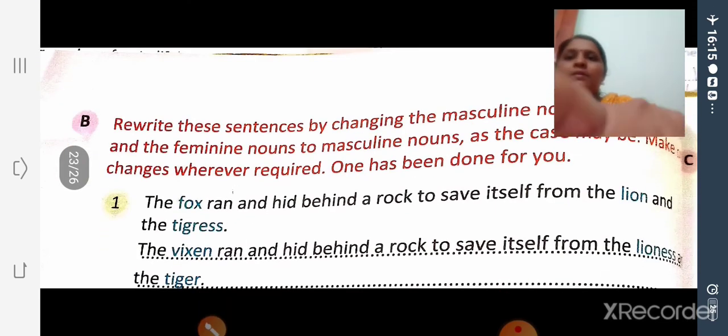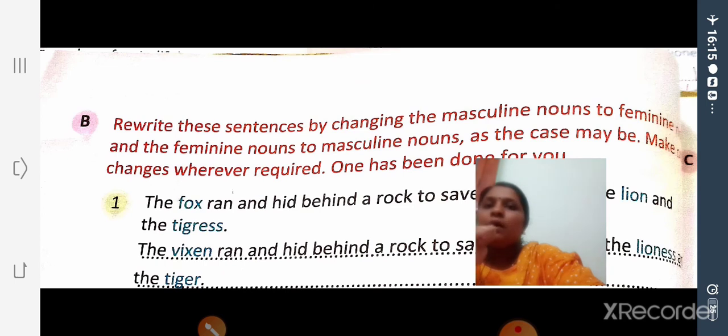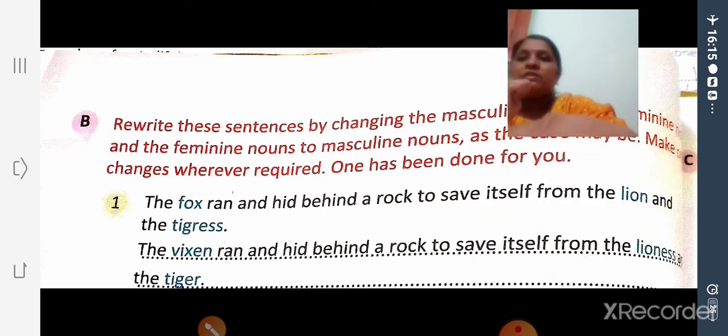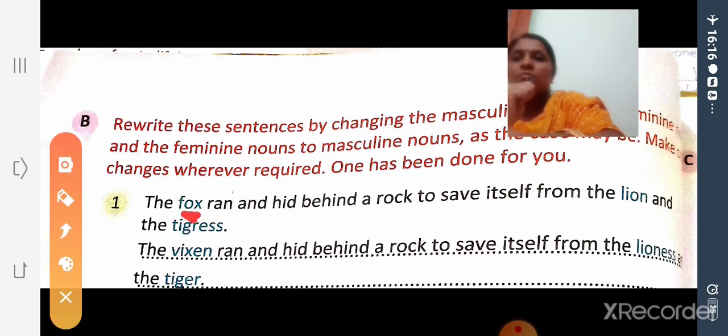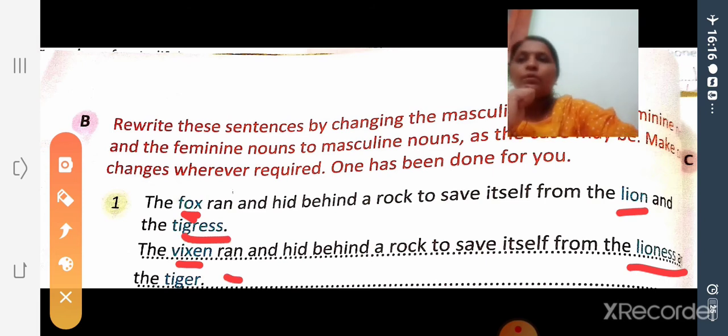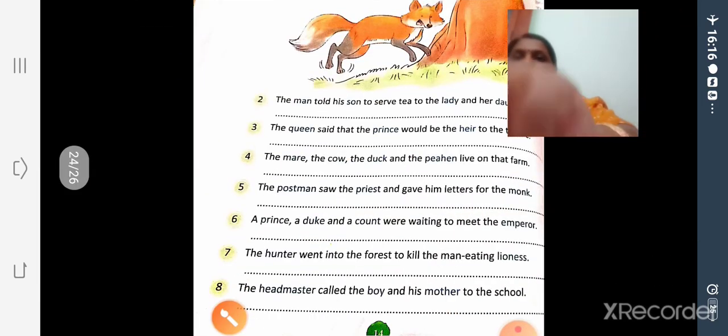Then rewrite these sentences by changing the masculine nouns to feminine and the feminine nouns to masculine, as the case may be. Make changes wherever required. The first one is written for you. That is, change all nouns denoting gender to the opposite gender. For example, fox, its opposite gender, vixen. Lion, lioness. Tigress, tiger. Just change it into the opposite.